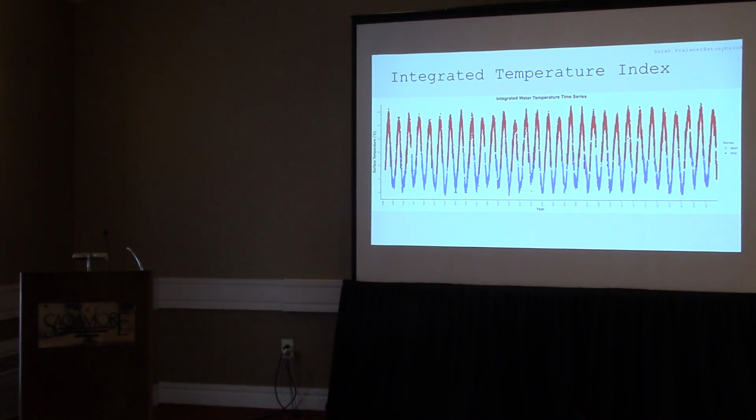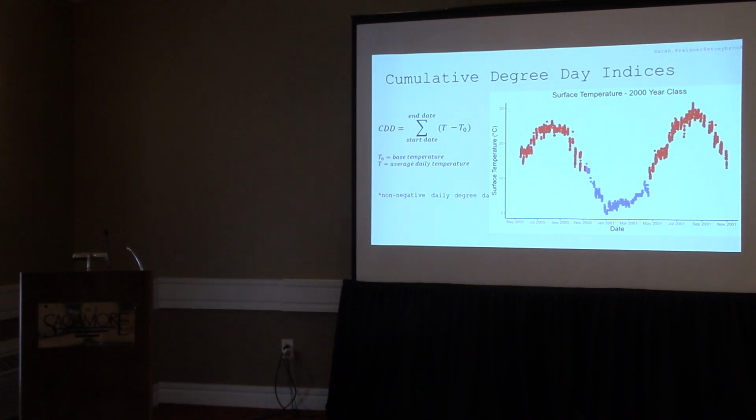So if we look at one single year class, we have to break that time series into each year class. This is just an example for the 2000 year class. It's a pretty average one. I didn't pick the nicest looking one, but I think it looks pretty good.